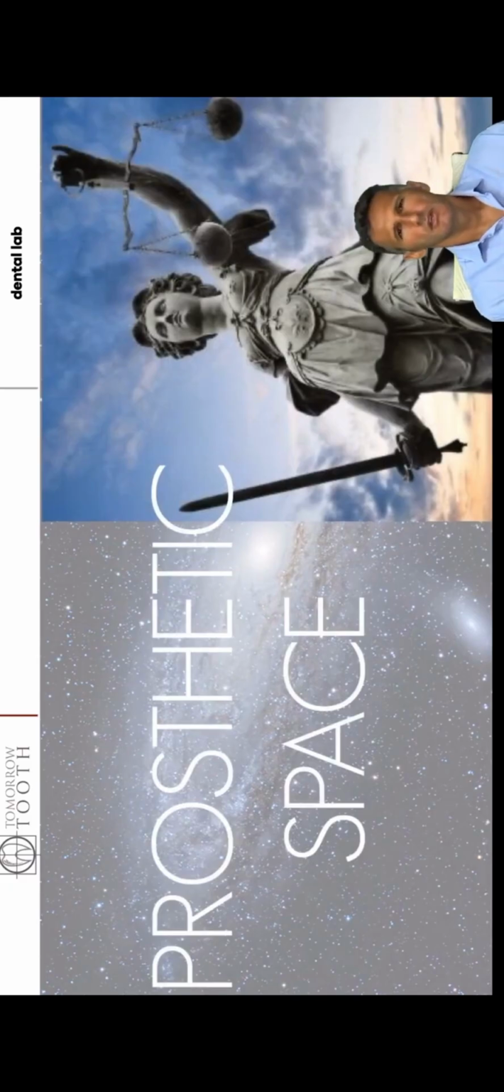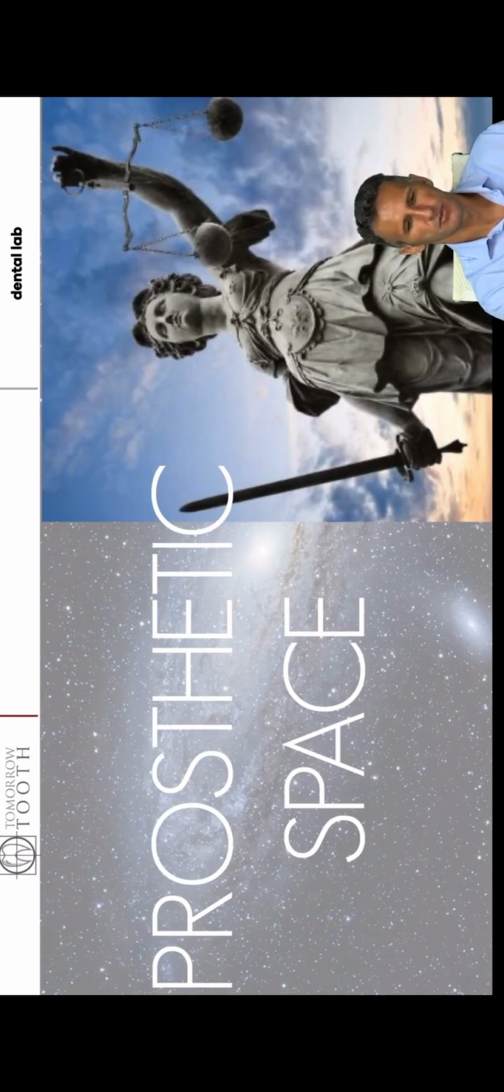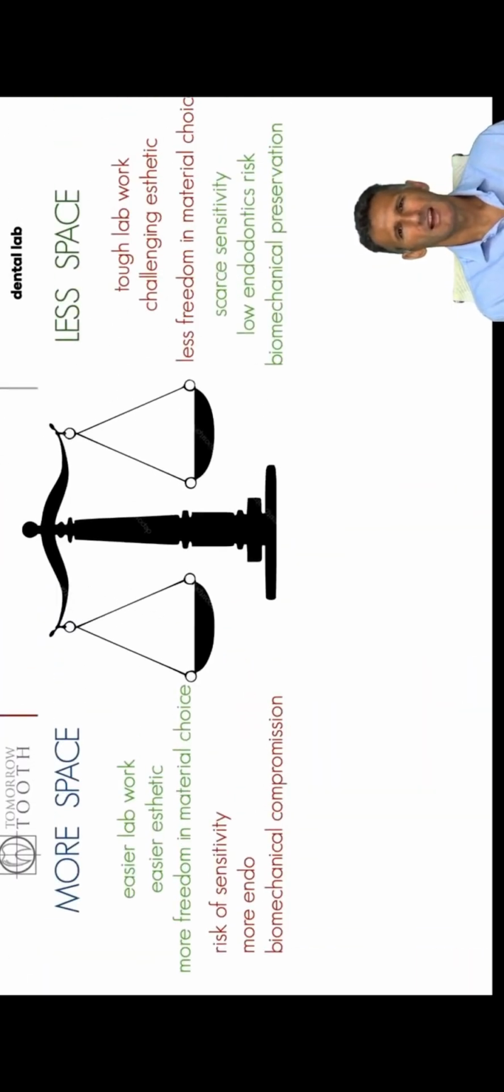So, we have seen that we have different kinds of protocols. We have an edgeless protocol and the edge protocol. And we have seen that according to the drilling protocol, we have different kinds of prosthetic space. By prosthetic space, I mean the space available for our technician for the manufacturing of our crowns. So, according to our drilling protocol, we can have more space or less space.